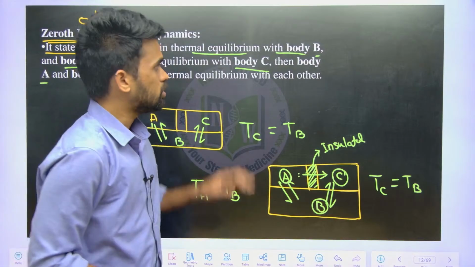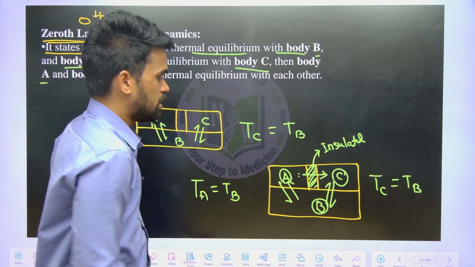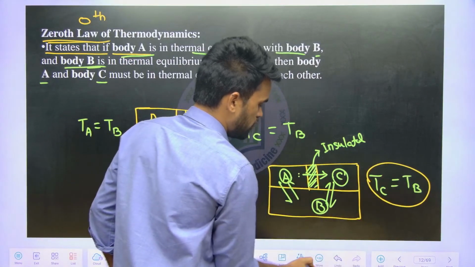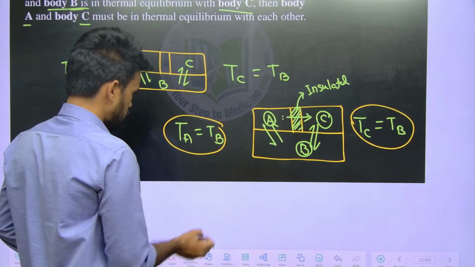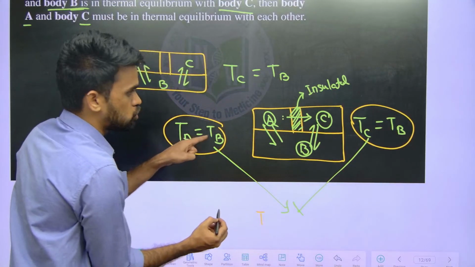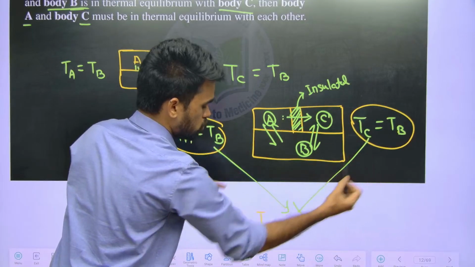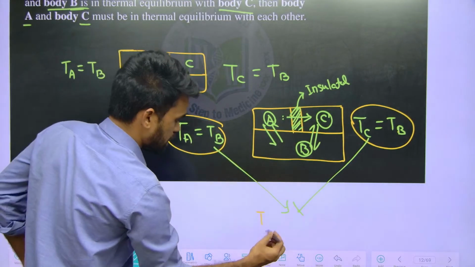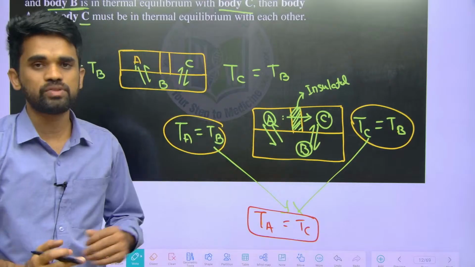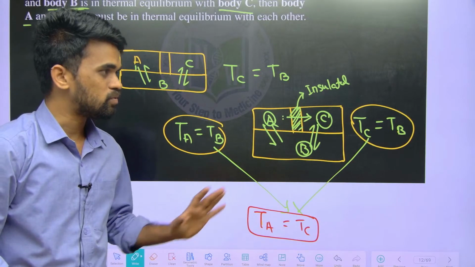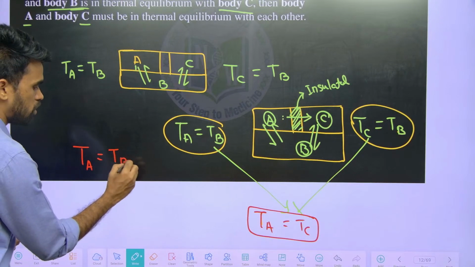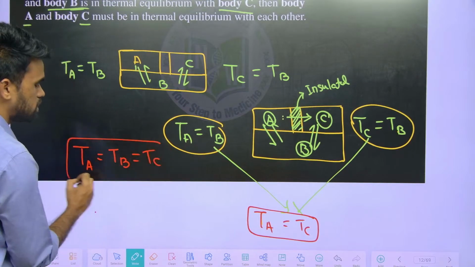Now what the zeroth law says is, when A and B are in thermal equilibrium and C and B are in thermal equilibrium, from these 2 statements we can say that A and C are also in thermal equilibrium with each other. That is, the temperature of A is equal to B and B is equal to C. From these 2 we can say the temperature of A is equal to the temperature of C. That is the basic zeroth law of thermodynamics. It's very basic. You might have got what I am explaining here. So finally, the temperature of A is equal to the temperature of B, which is equal to the temperature of C. So this is what the zeroth law says.